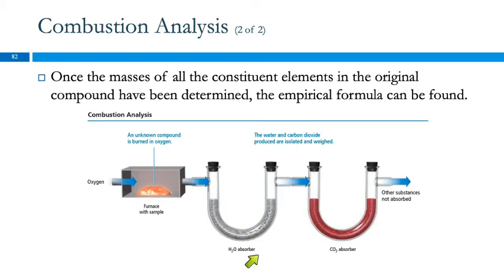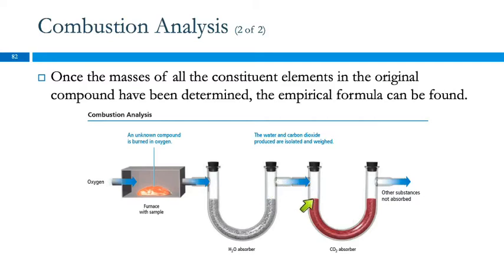The first tube has a substance in it that absorbs water. So the water vapor that's being produced here is going to get stuck in this material. So they weigh the tube before and they weigh the tube after. It's heavier, and the difference in mass is the mass of water that was given off.